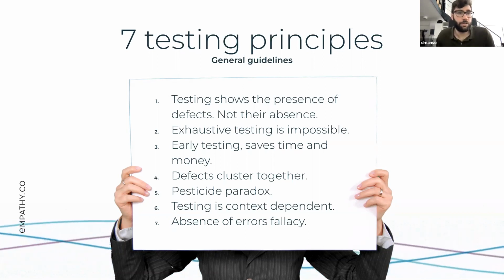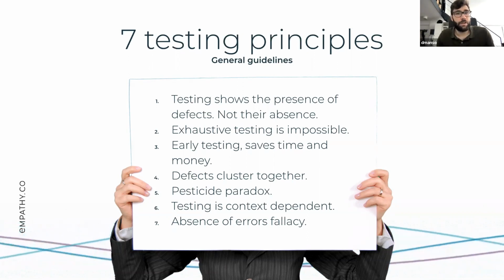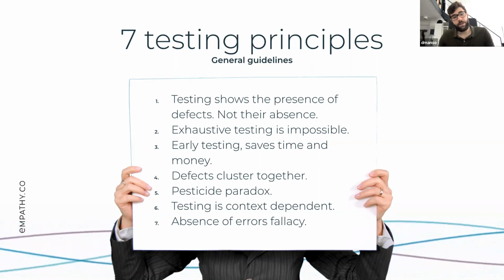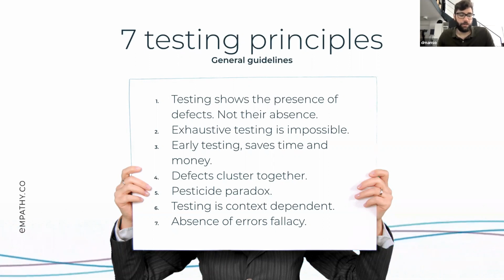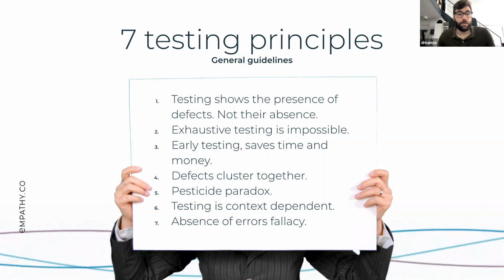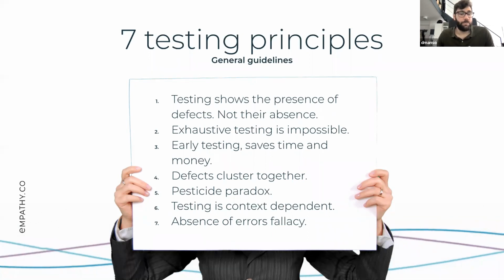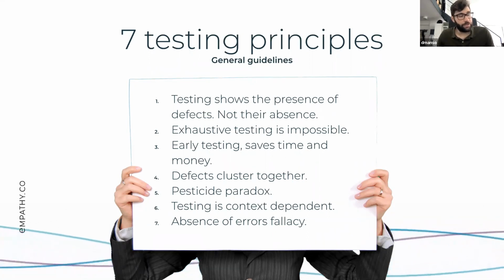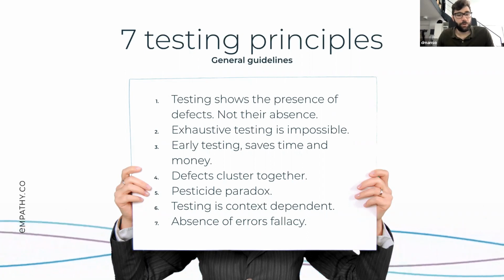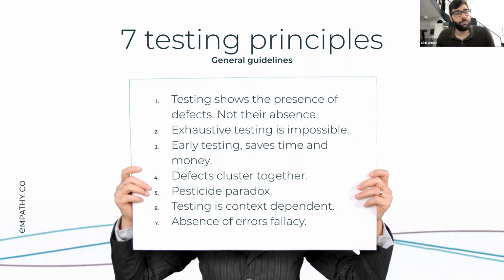And related to that is the fourth principle, defects cluster together. If you find one defect in a module, it is worth looking for others, as well as considering reviewing the related tests done before. If you find an error and you don't fix it, any other component or module that uses it won't work as expected.